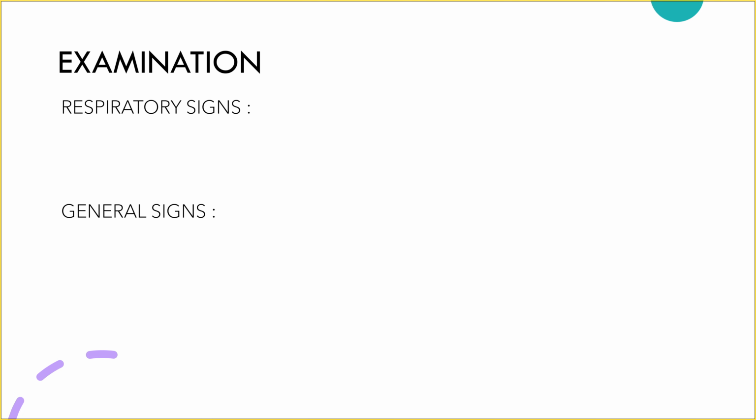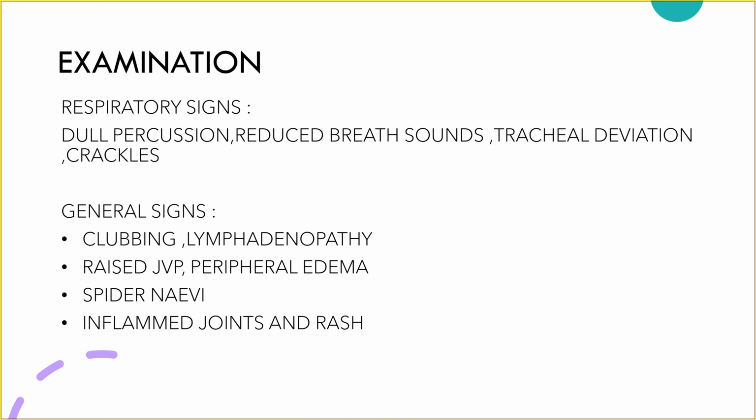And in terms of general signs, what we are looking for is that there might be a malignancy. So to rule that out, we need to look for any lymphadenopathy, any clubbing, and in terms of transudative causes, looking for any peripheral edema, raised JVP, and in terms of the rheumatological causes, look for any joint pains, rashes, and any spider nevi, which might be related to liver cirrhosis.